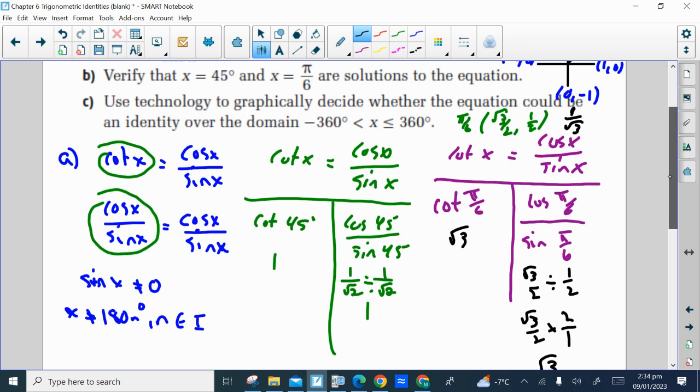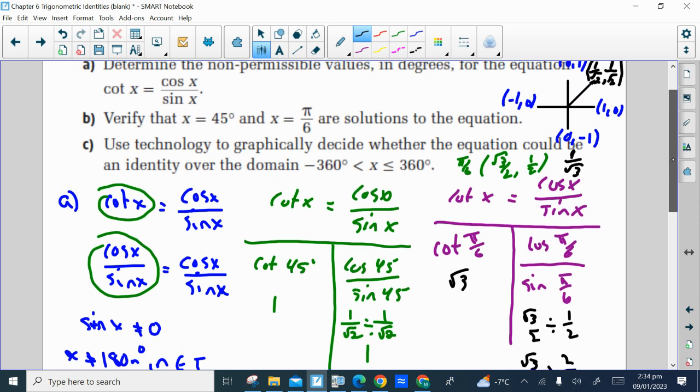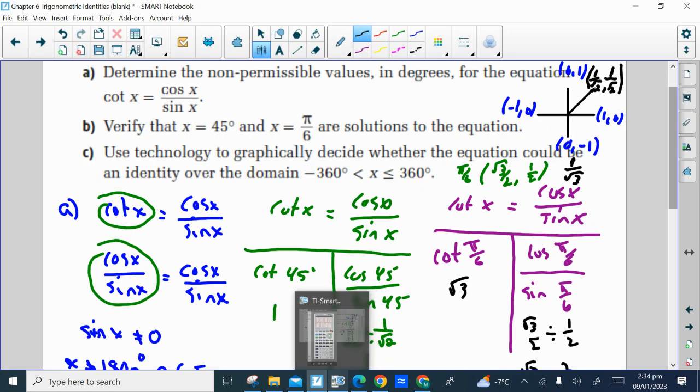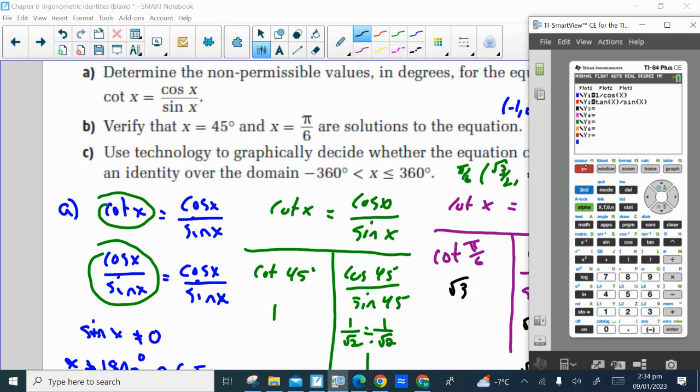We can use technology to graphically decide whether the equation could be an identity by showing that the two graphs are the same. So the left side will be cotan, which is 1 over the tangent of x. The right side is cos x divided by sine x. So the windows will go from negative 360 to positive 360.